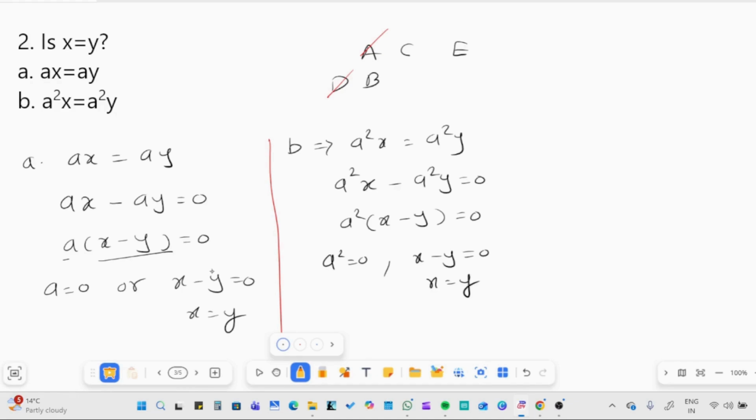Do I have a definite answer? a square is 0. That means a is 0. Do I have a definite answer? No. So that means B alone is also not sufficient.